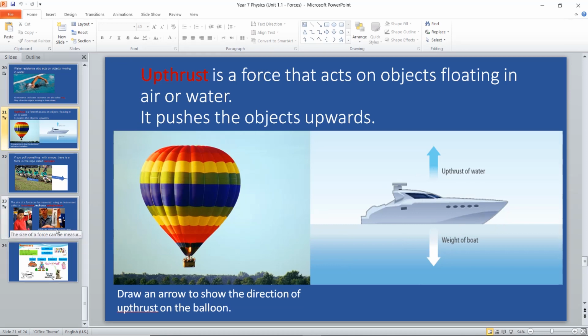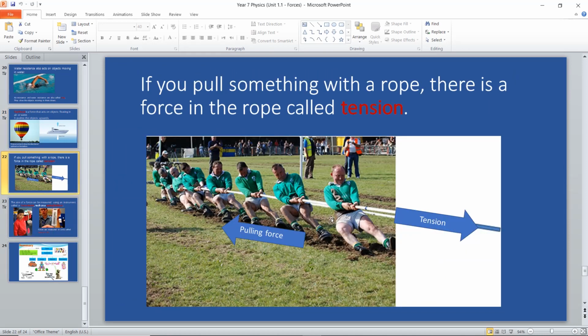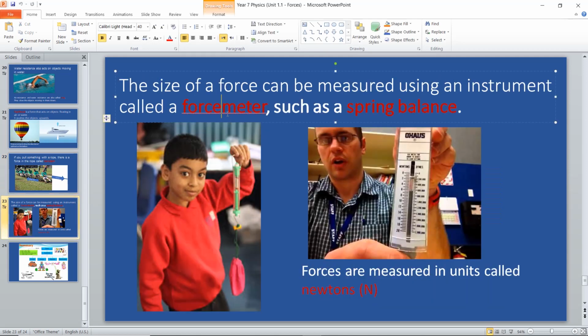Tension is the force done by a wire, spring, string, or rope. And finally, the instrument used to measure force is called a force meter, such as the spring balance, and the unit that force is measured in is Newton. So that's everything for today.